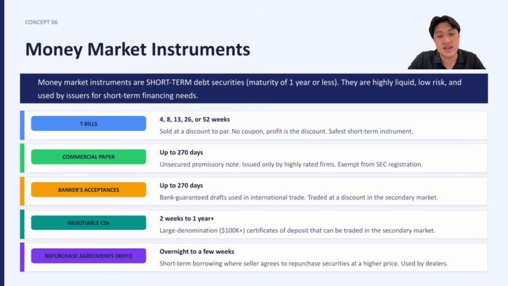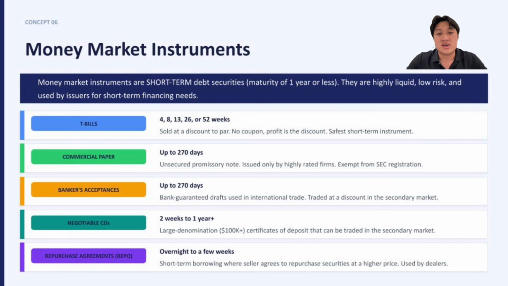T-bills are going to be the safest of these. This is backed by the US government. Safest short-term investment, think SGOV. I personally hold SGOV as my T-bill, and I just use it for safety. There are a bunch of other options that you can look at down below in this video right here.